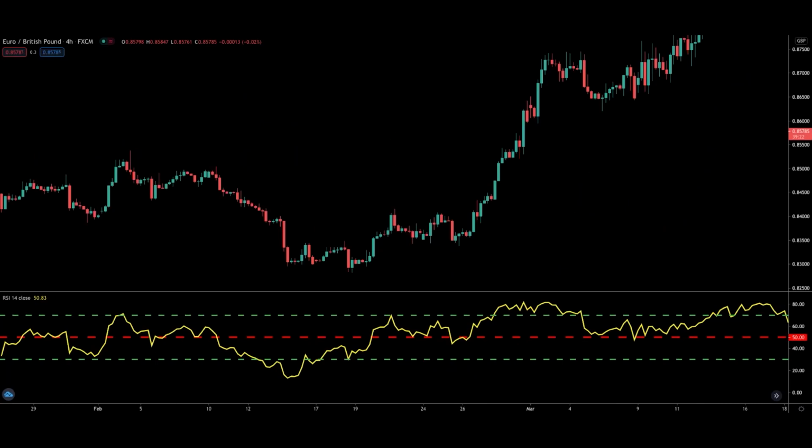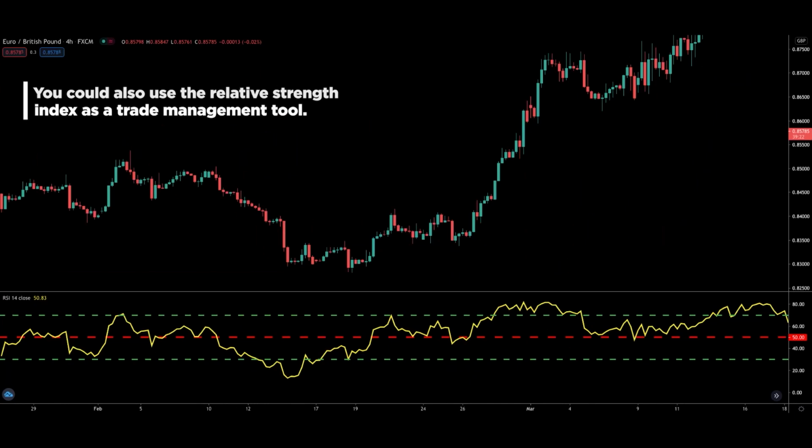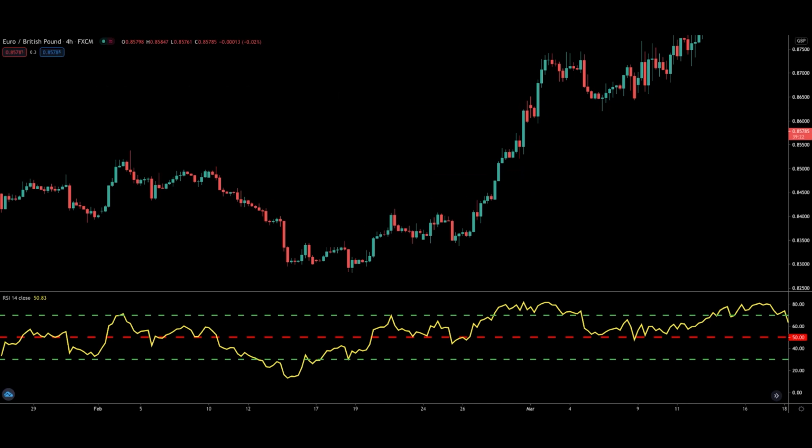Now, earlier I mentioned that you could also use the relative strength index as a trade management tool. Say for example, you took a trade right here and you want to ride the trend. Now, how do you know when you should get out? Should you get out here, here, or over here? Well, you can use the relative strength index indicator.